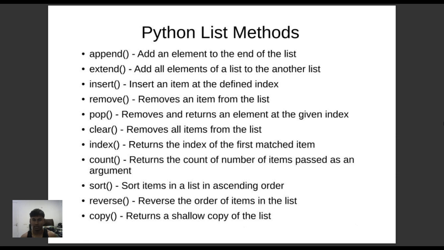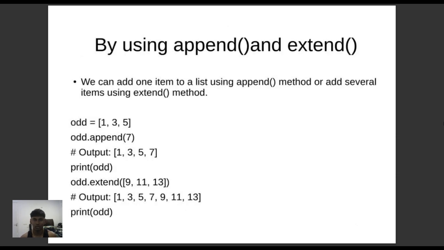Index. Returns the index of the first matched item. Count. Returns the count of the number of items passed as an argument. Sort. Sort items in a list in ascending order. Reverse. Reverse the order of items in the list. Copy. Returns a shallow copy of the list. By using append and extend, we can add one more item to a list using the append method or add several items using the extend method, as per the example given below.